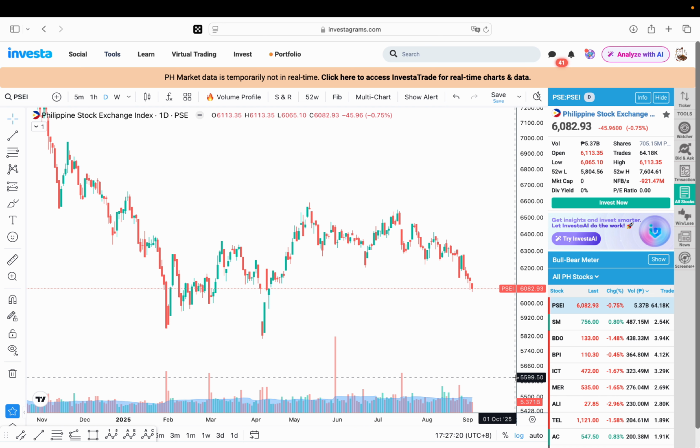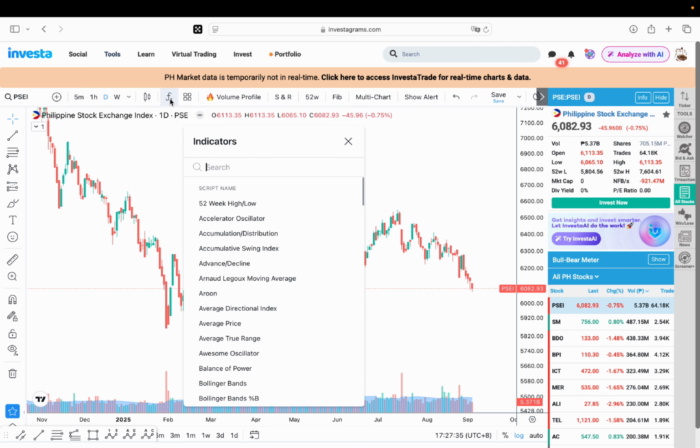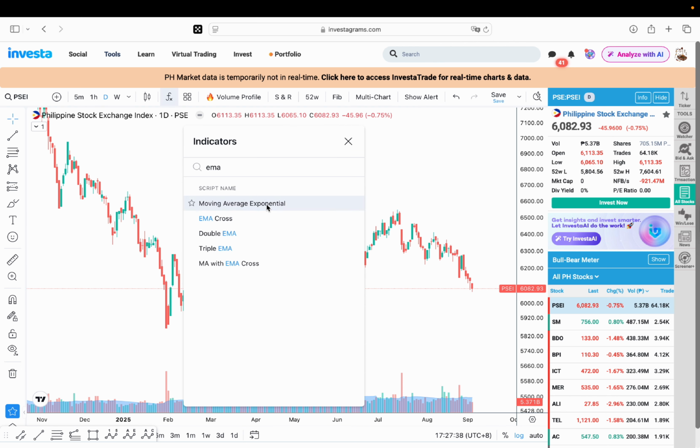So what I do, I use this website called Investagrams, and I basically look through each stock since there's only 300 stocks here in the country. So what I mainly do is use simple indicators, right? Like the exponential moving average, right?